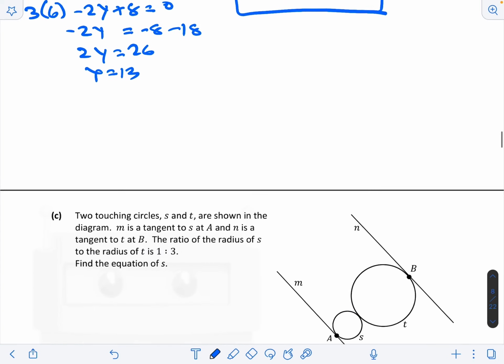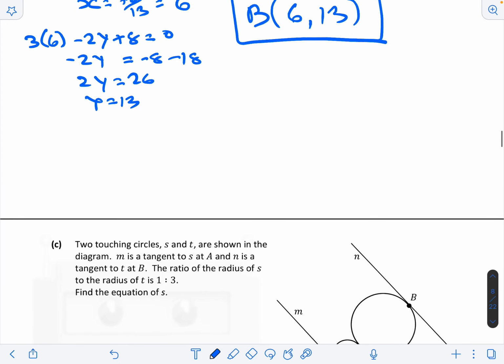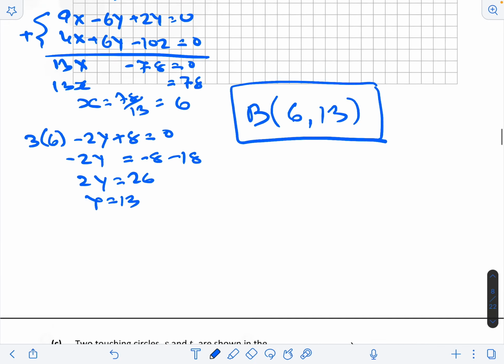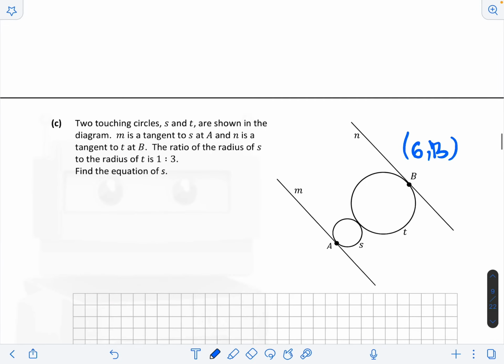And the next question they're telling us, and this is referring to the question from before, so I'm just going to write my points. This is 6, 13. And the other point was -2, 1, if I remember correctly. That's -2, 1. And they're telling us now, basically they want us to find the equation of the circle C, but they're telling us the ratio between the radiuses is 1 to 3.